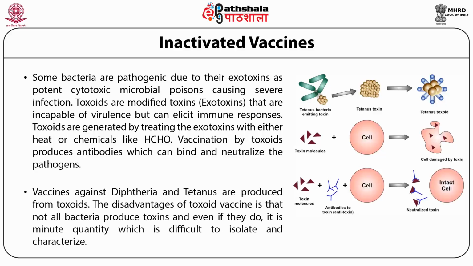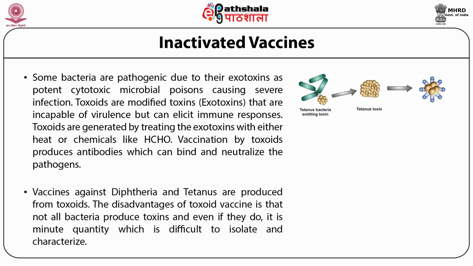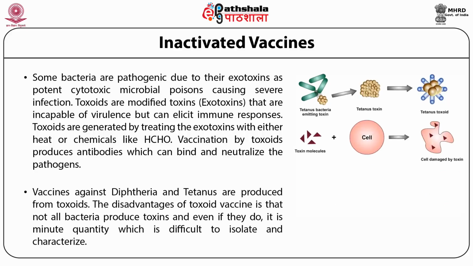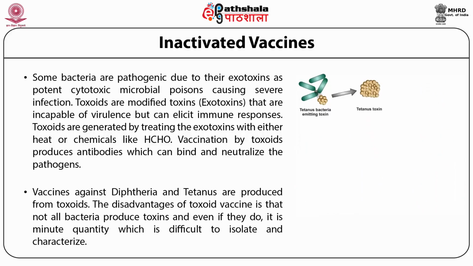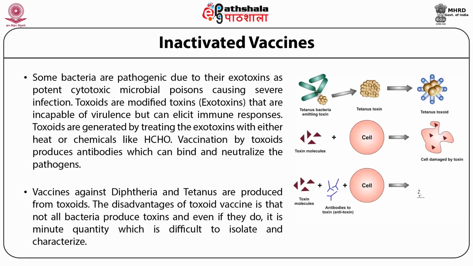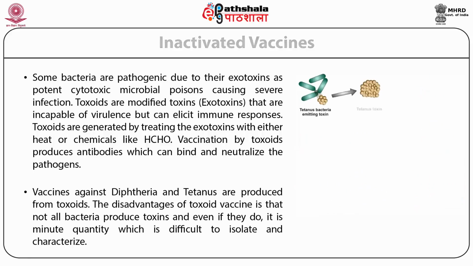Vaccines against diphtheria and tetanus are produced from toxoids. A disadvantage of toxoid vaccines is that not all bacteria produce toxins, and even if they do, it is in minute quantity, which is difficult to isolate and characterize.